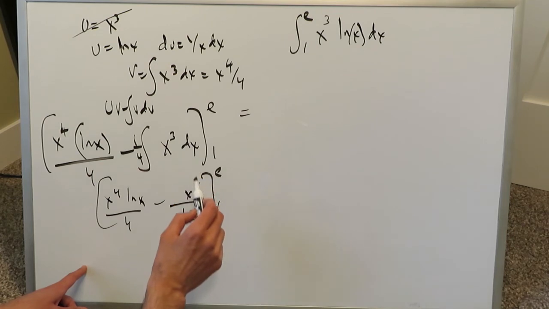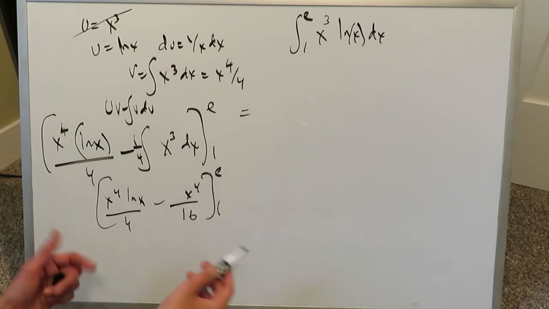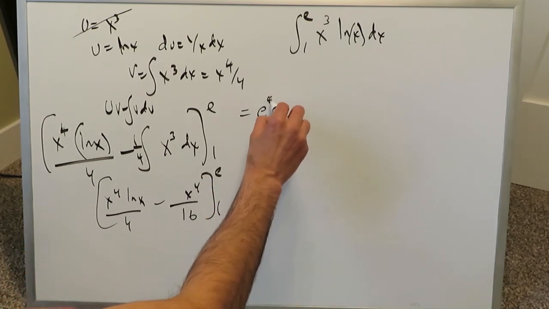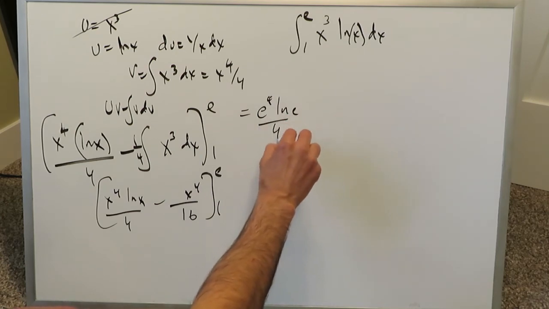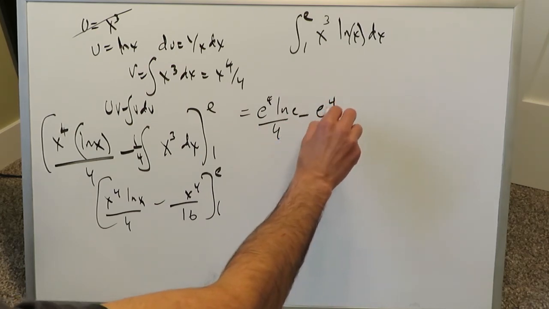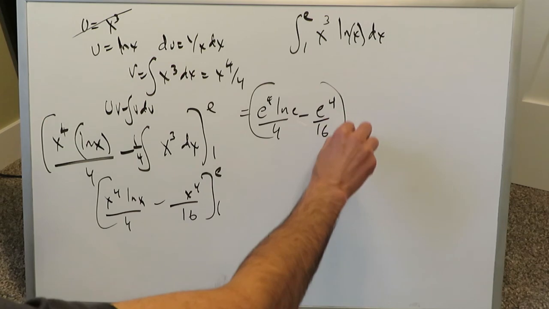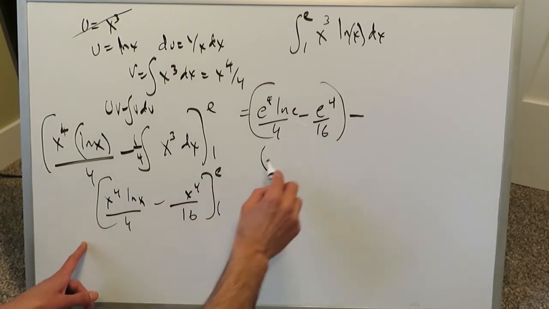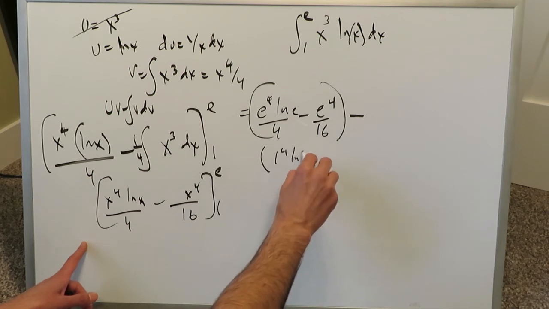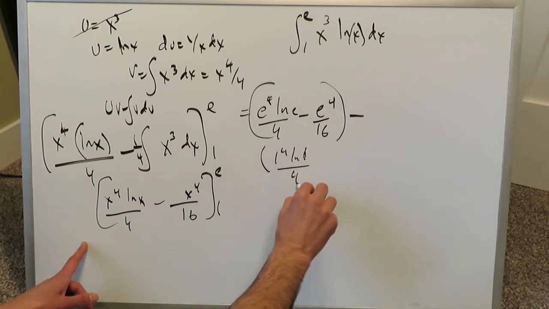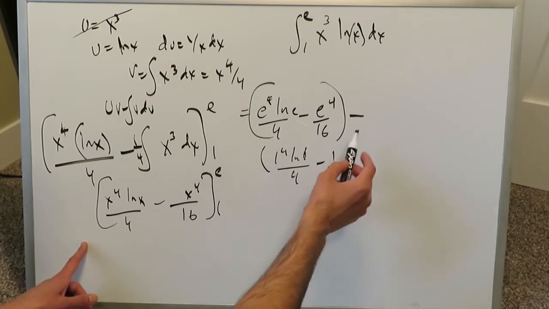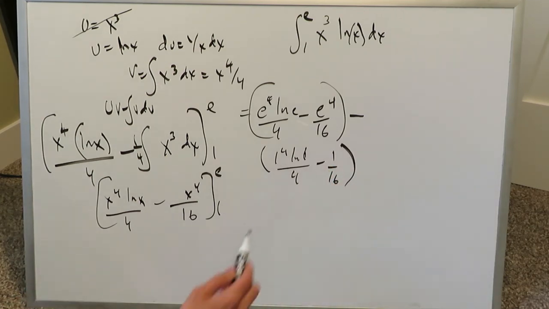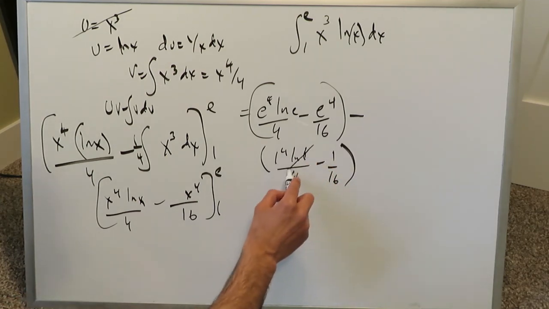I'll put e in first, then I'll put 1 in place of x, and we'll do the difference of the two. It'll be e to the 4th ln e divided by 4 minus e to the 4th over 16. This is my upper limit placed in. Now you do the difference of that with the lower limit, which is 1. 1 to the 4th, ln 1 over 4, minus 1 to the 4th over 16. You know very well the natural log of 1 is 0, so all of this zeros out.